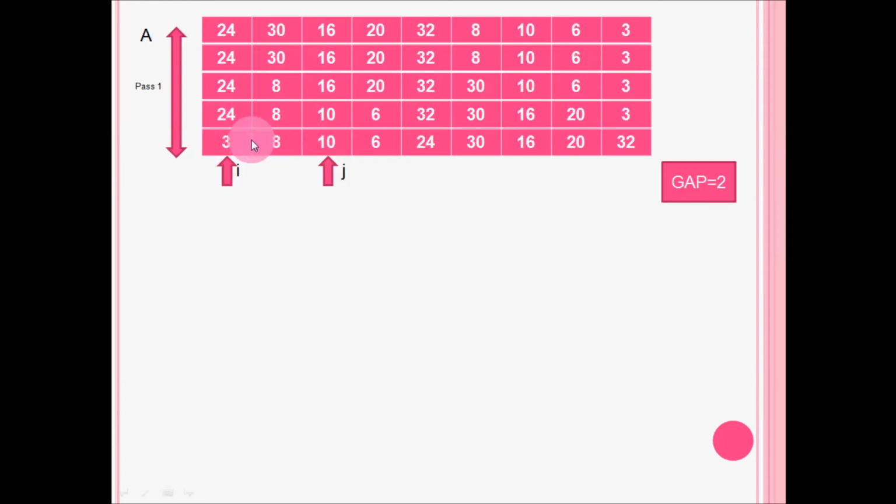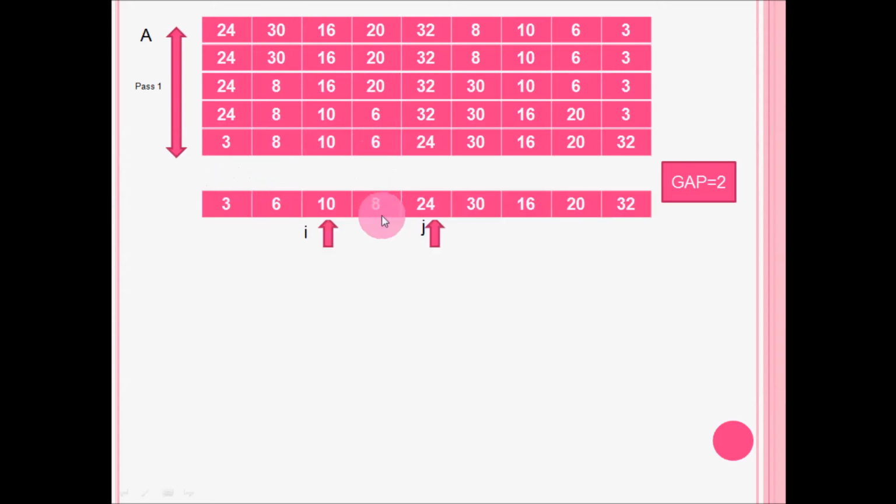See, is swapping needed for these two numbers? No. If I increment i and j again, is swapping needed? Yes, means 6 should be here and 8 should be here, and j is here now. 3, 6, 10, 8. And again i is incremented and j is incremented.